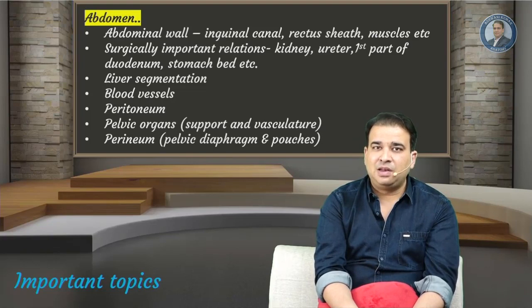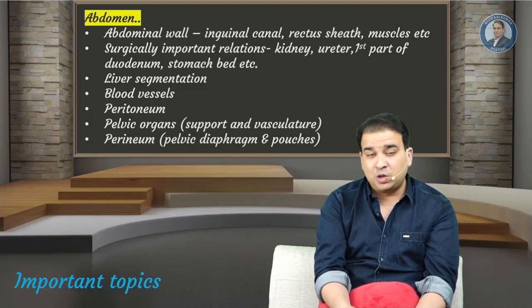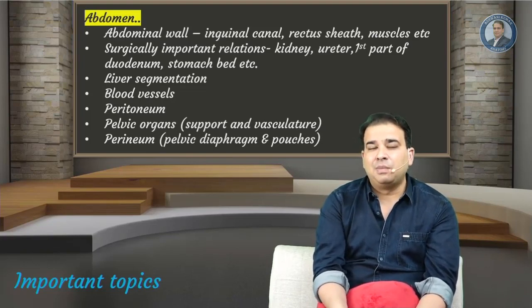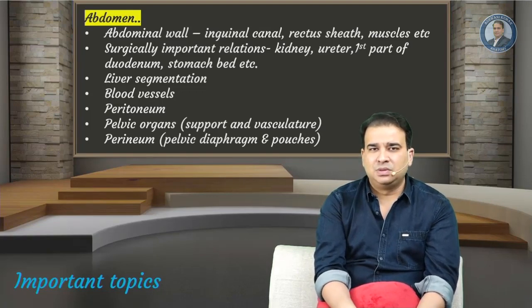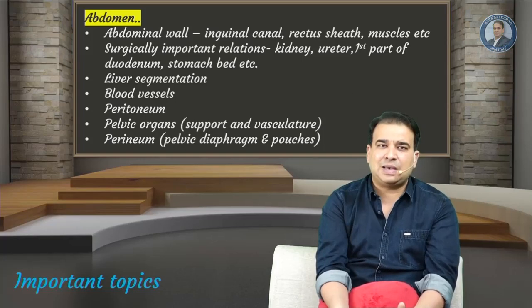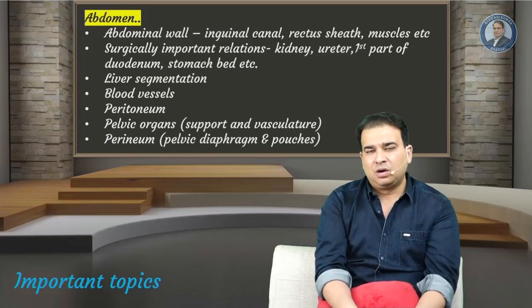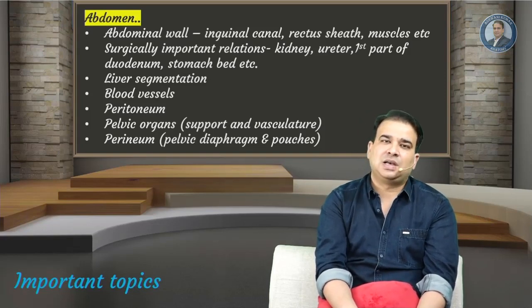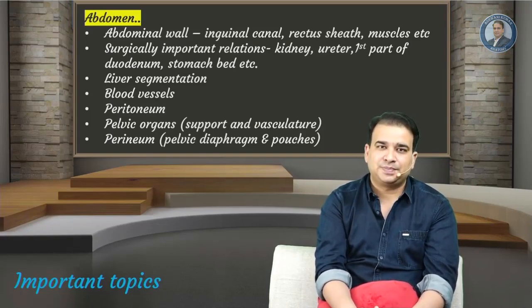So make sure to read the perineum part well: the perineal pouches, the ischiorectal fossa, the perineal membrane, the boundaries. This is a topic which is repeatedly asked in all examinations. It's not only about AIIMS or the PG exam, it's NEET or JIPMER. You take any exam, you'll find questions asked repeatedly from the abdomen region.